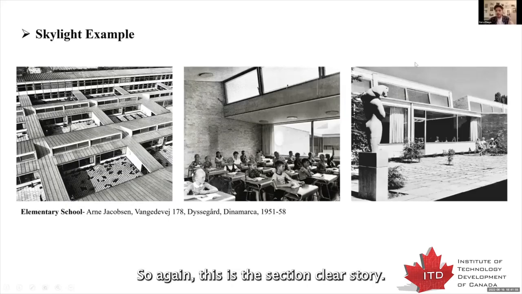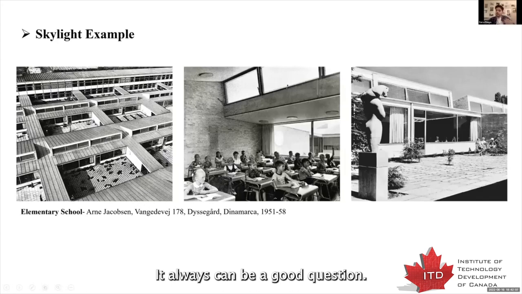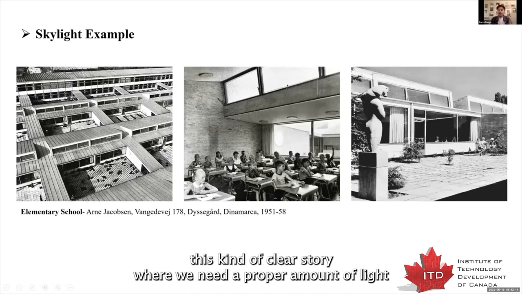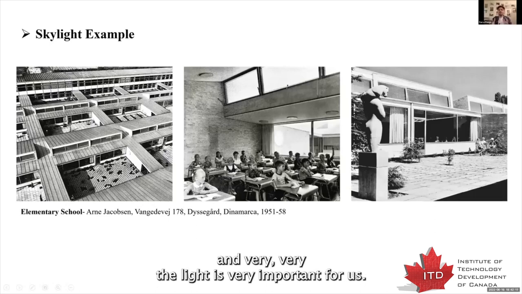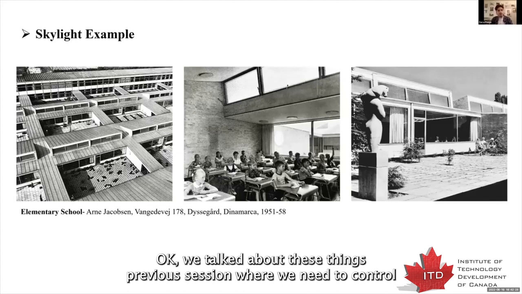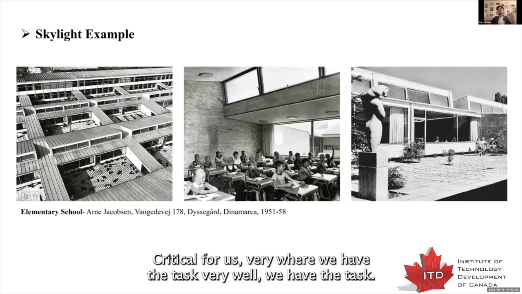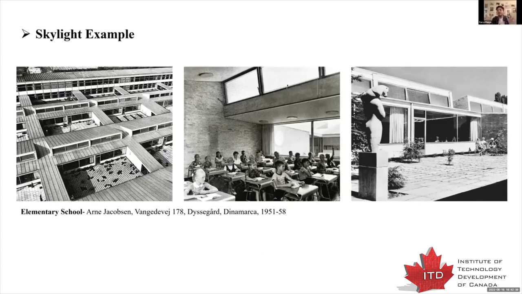Again, this is the section, a clerestory, and here we have the main window. It can be a good question to ask ourselves where we mainly use this kind of clerestory, where we need a proper amount of light, and where the light is very important for us. We talked about these things in the previous session: where we need to control lighting, where the light is very vital or critical for us. Wherever we have a task, we want the right amount of light. What was our task? Reading, cooking, preparing, washing, all the actions we have through our life.